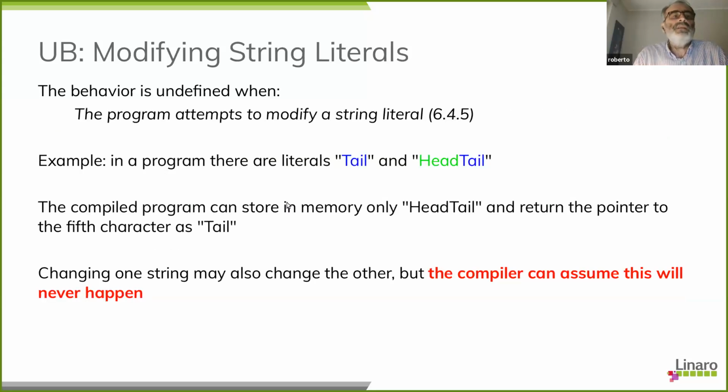Another example concerns the undefined behavior we have already seen, which is when a program attempts to modify a string literal. We have seen that one of the reasons is that string literals might be stored in read-only memory. There is another reason. Suppose that in a program we have two literals, one is "tail" and the other is "head tail". The first is clearly a suffix of the second, so the compiled program can store in memory only "head tail" and use a pointer to the fifth character when a representation of "tail" is needed. If modifying string literals was allowed, you could change one string and also change the other, but the compiler can assume this will never happen. And so this optimization, sharing representations of string literals, is perfectly fine.